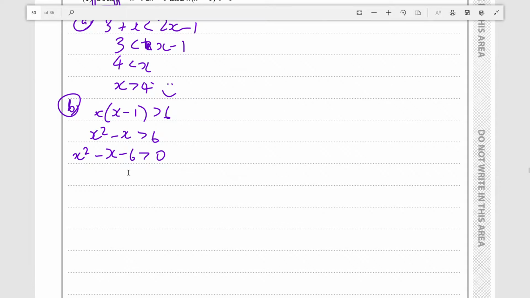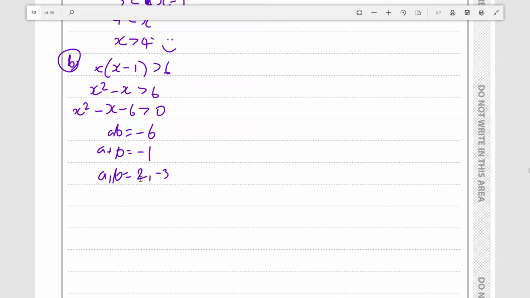We can solve this by factoring the quadratic. The two numbers that we factor it into must multiply to negative 6, and the sum of these two numbers must be minus 1, so these two numbers are likely to be 2 and negative 3. And yes, this works because 2 times minus 3 is minus 6, and 2 plus minus 3 is minus 1. So we have (x plus 2) times (x minus 3) greater than 0.